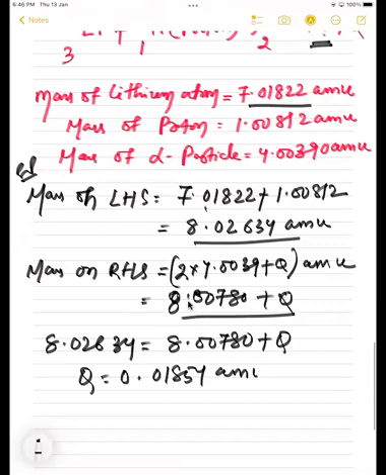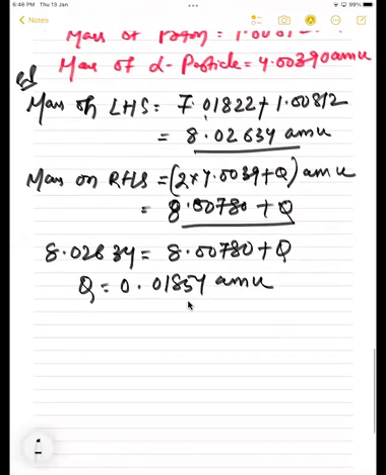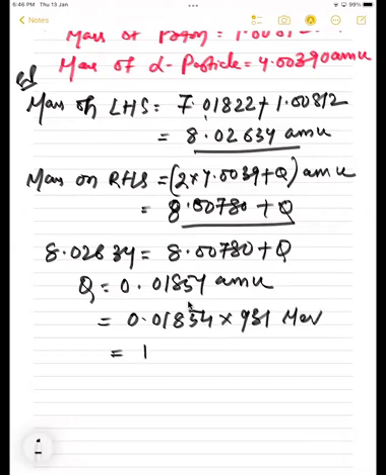0.01854 atomic mass unit. And in 1 atomic mass unit, how much energy is generated, student? 931 MeV. Yes or no? You have to remember that value. 0.01854 into 931 MeV. So that is equal to how much? 17.26 MeV. This much energy, the Q value, will be released, right or not?